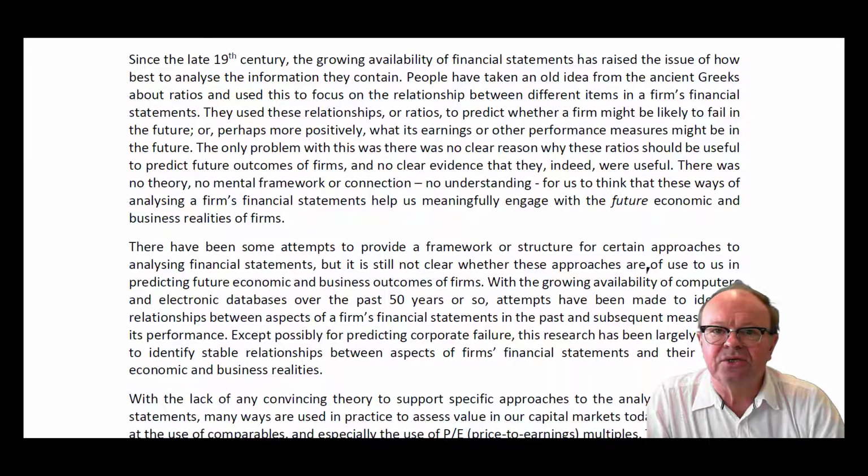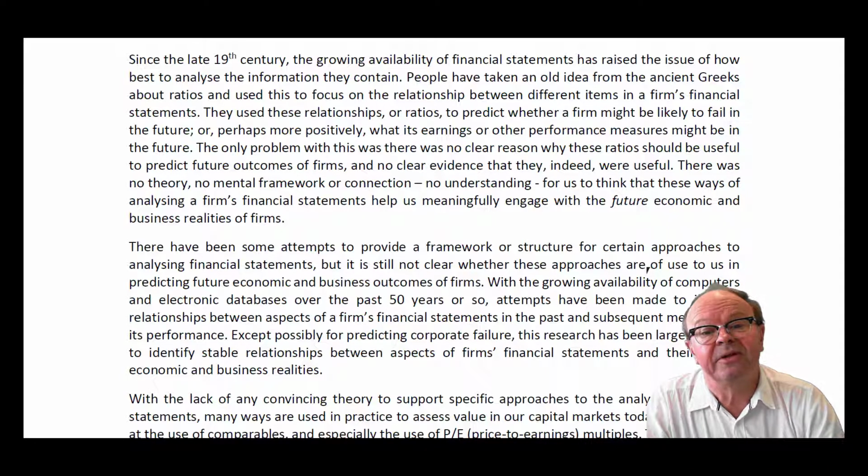Since the late 19th century, the growing availability of financial statements has raised the issue of how best to analyse the information they contain. People have taken an old idea from the ancient Greeks about ratios and used this to focus on the relationship between different items in a firm's financial statements. They use these relationships, or ratios, to predict whether a firm might be likely to fail in the future, or perhaps more positively, what its earnings or other performance measures might be in the future.